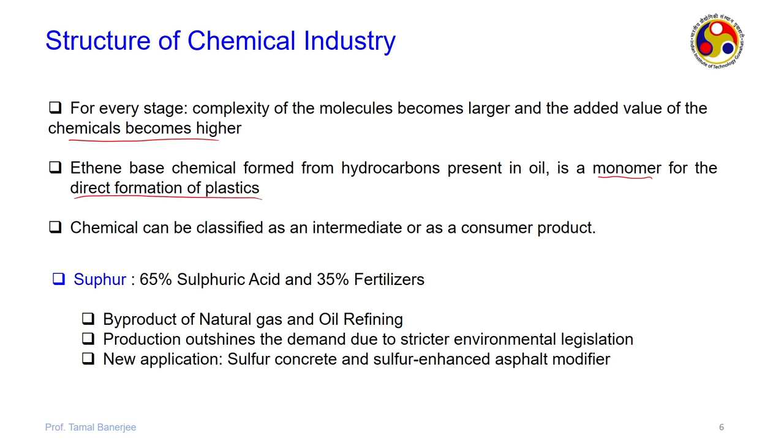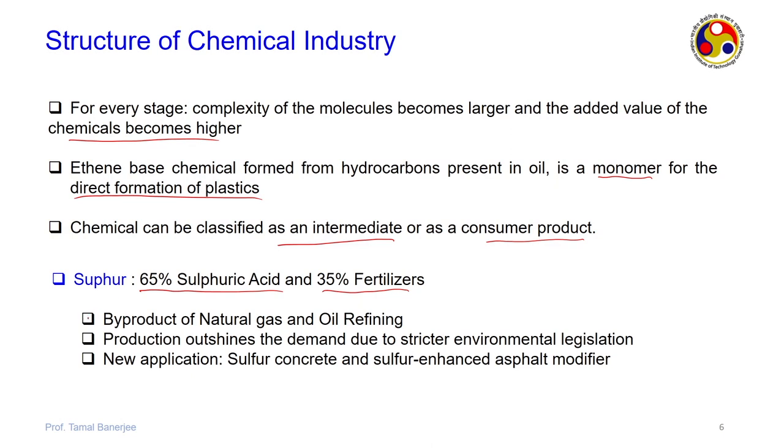So, ethene means you are talking about polyethylene. From ethene you can manufacture polyethylene. That is why it is a raw material in the petrochemical industry. A chemical can be classified as an intermediate or as a consumer product. For example, sulfur is one of the raw materials. So, where do we get sulfur? Where is it used? Most of it is used in the manufacture of sulfuric acid, which is again a base chemical, and the rest in fertilizers.